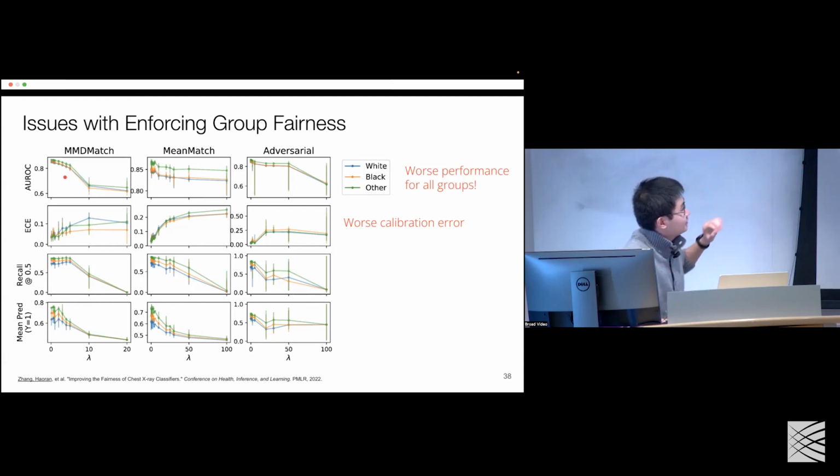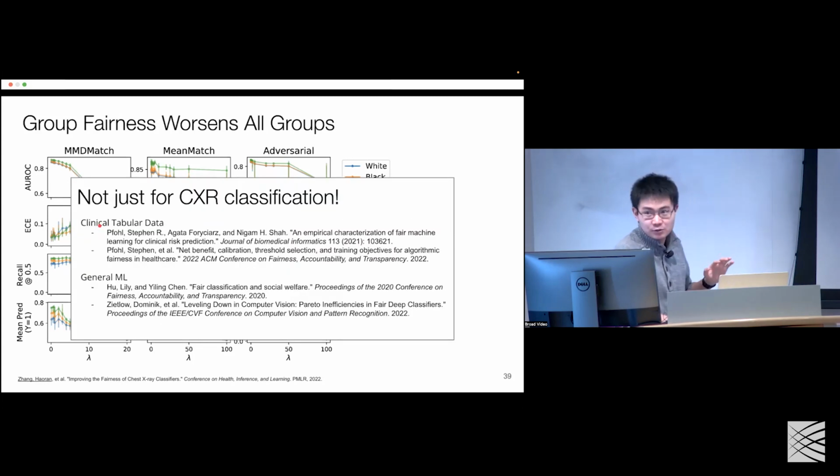Okay, so this is very problematic, and maybe this is surprising, but it turns out that this isn't just true in technical classification. We also find similar findings in clinical tabular data, general ML. So this idea that group fairness worsens performance for our groups has been demonstrated as well in machine learning.